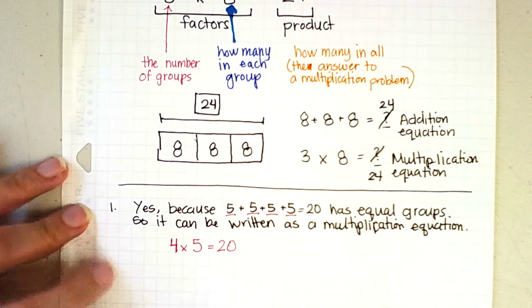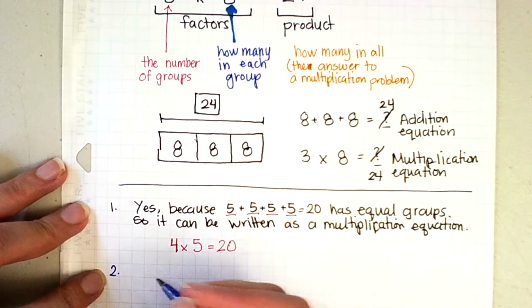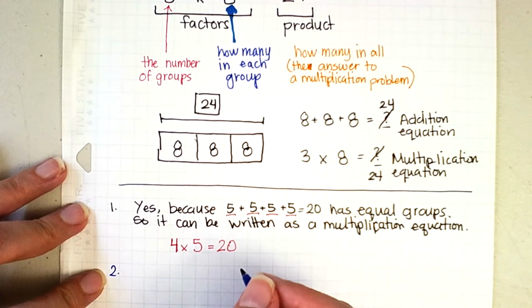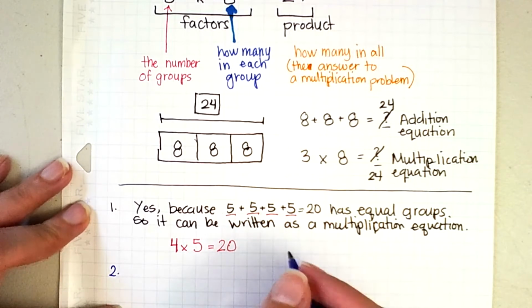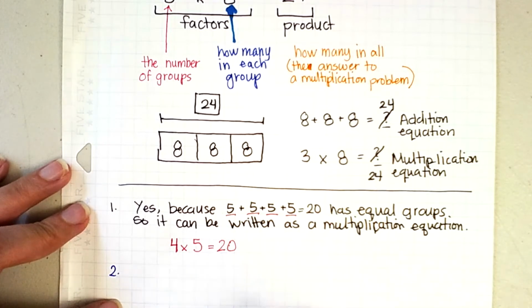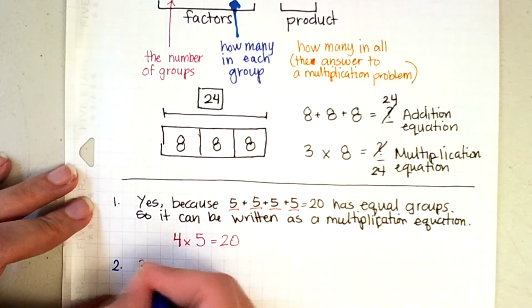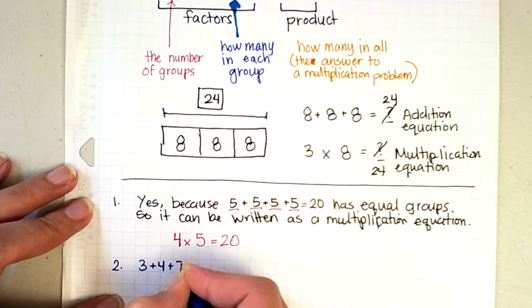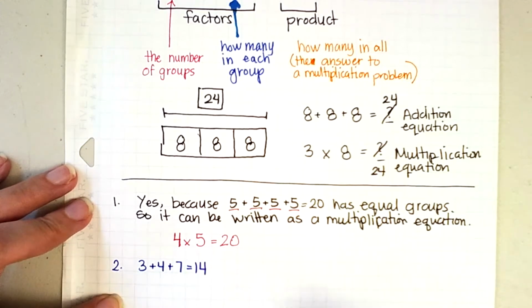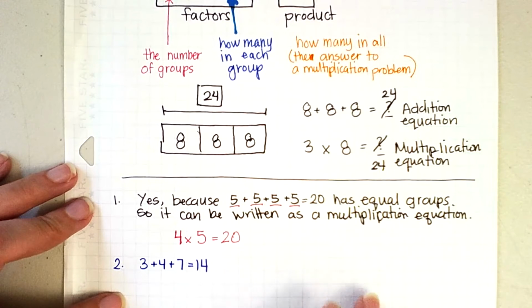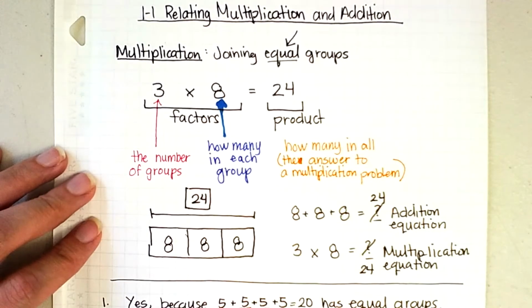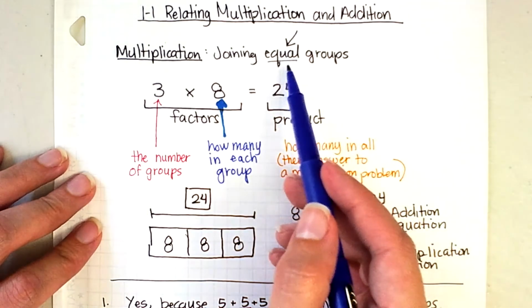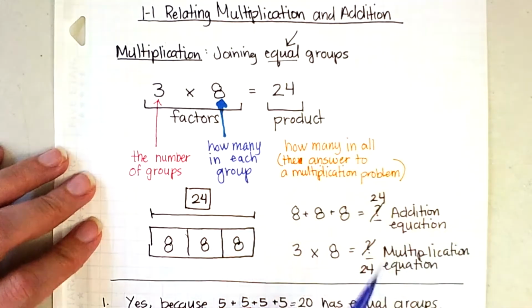All right, let's take a look at number 2. Number 2 says, can you write 3 plus 4 plus 7 equals 14 as a multiplication equation? So let's think about that for a moment. 3 plus 4 plus 7 equals 14. Can we write that as a multiplication equation? Now think back to our notes. What is a very important thing that we need to have in order to be able to write a multiplication equation? We need to have equal groups.